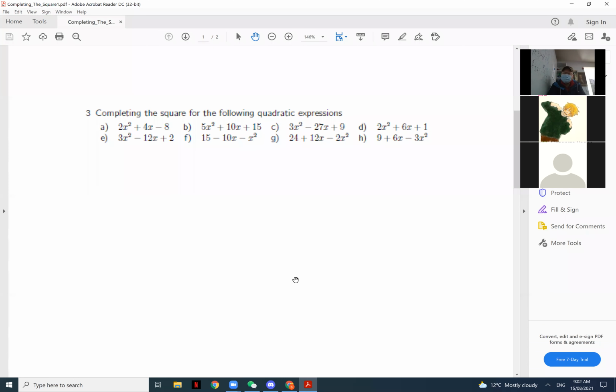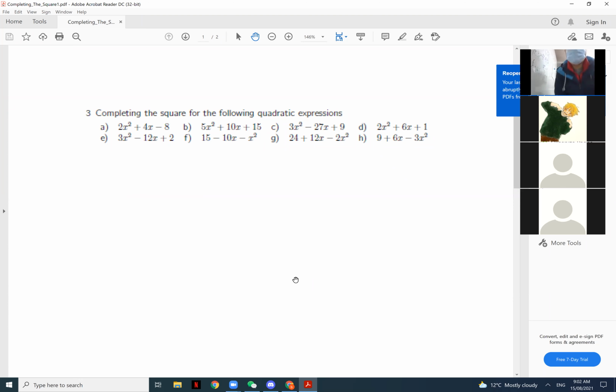We revise a little bit of algebra and more trig and probability. Question 3. We learned completing the square a long time ago. We just need to do some revision.